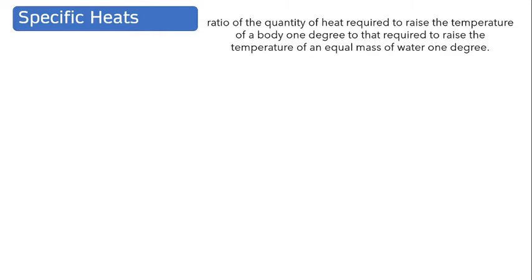Now what is specific heat? From the definition of specific heat in thermodynamics, we can say that it is the ratio of the quantity of heat required to raise the temperature of a body by 1 degree to that required to raise the temperature of an equal mass of water by 1 degree. Now if we consider a mass dm, some amount of heat dq is delivered to that mass, by which the temperature of that system is raised by dT.